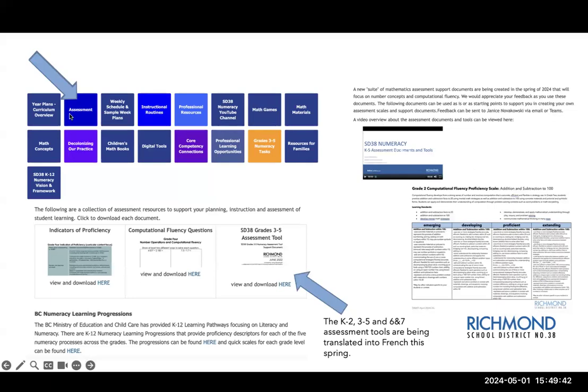This is where you find them under the assessment tile of proficiency scales. So the K-2 ones for computational fluency are up for addition and subtraction. And I will be completing the addition and subtraction ones for grades 3-5 and multiplication and division for grades 3-5 this spring of 2024. And then those will all be posted on the portal and then on the hub.